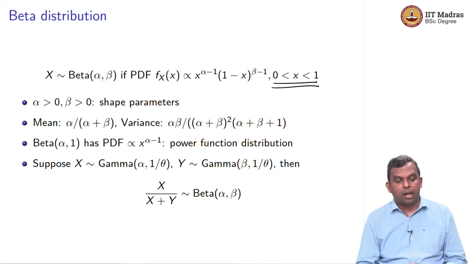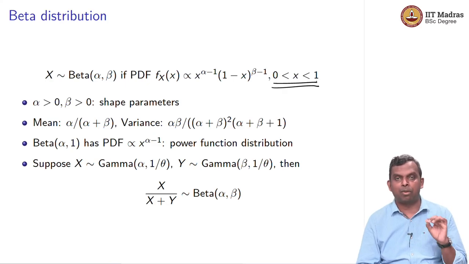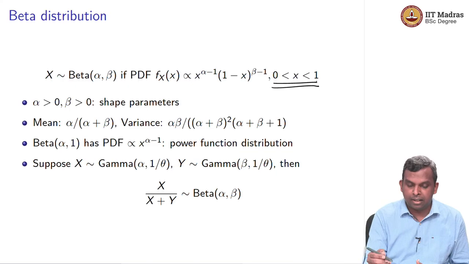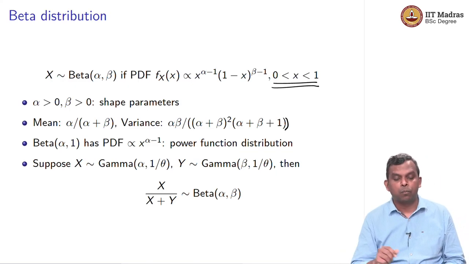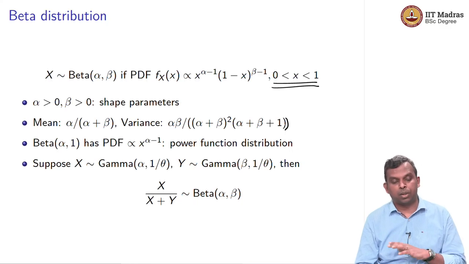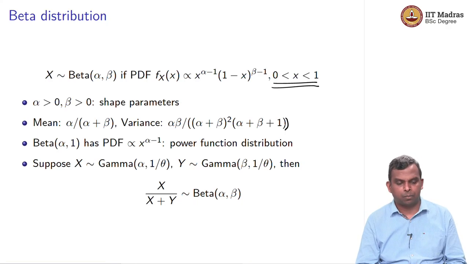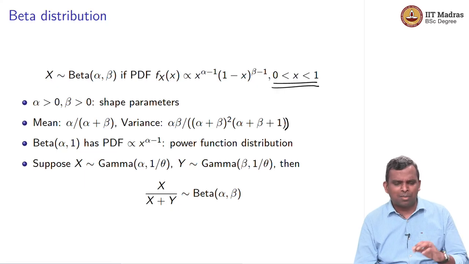What is interesting and important about the beta distribution is that the mean and the variance have very simple, clear formulae. The mean is alpha by alpha plus beta. Nice formula, isn't it? And the variance is a similar formula: alpha beta by alpha plus beta whole squared, times alpha plus beta plus 1.